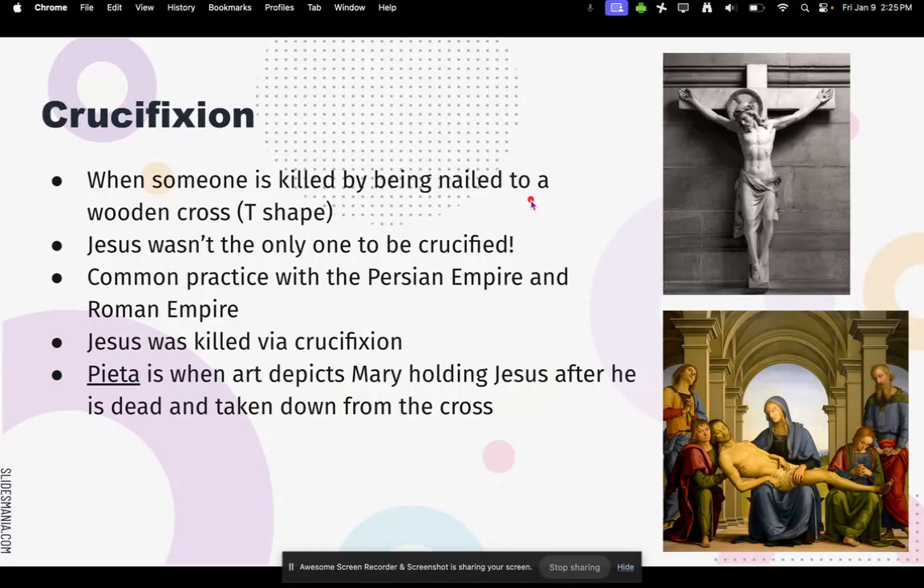Crucifixion is another really big Christian theme in art. That is when someone is killed by being nailed to a wooden cross. Jesus was not the only one to ever be crucified. It was actually a very common practice in the Persian Empire and the Roman Empire. Jesus was killed by crucifixion. And you will also see this scene a lot. It's called a pieta, and that is when art depicts Mary holding Jesus after he is dead and taken down from the cross.